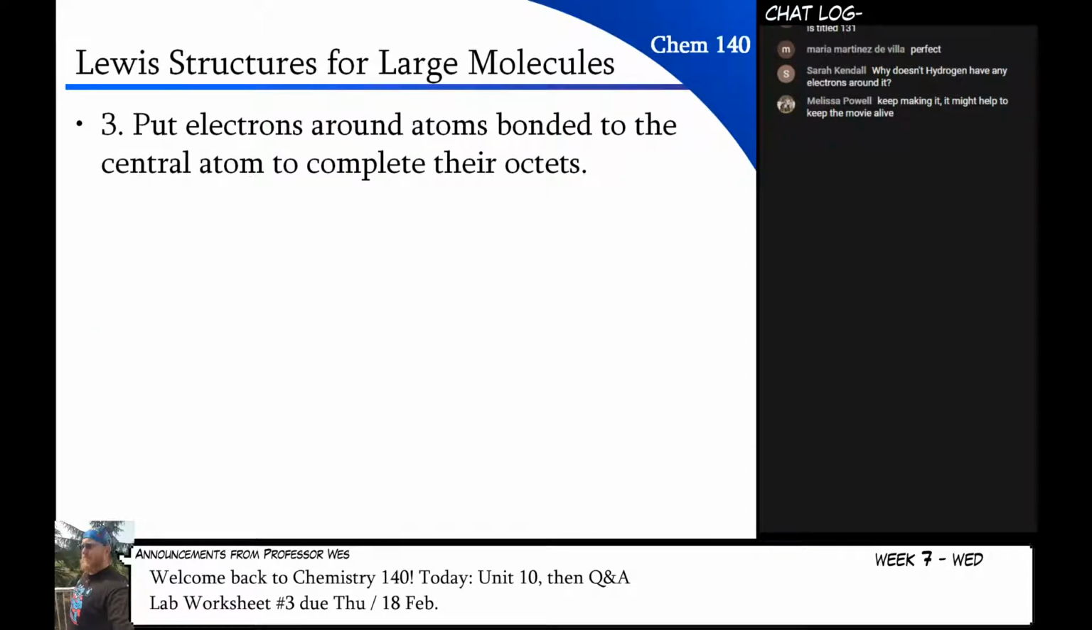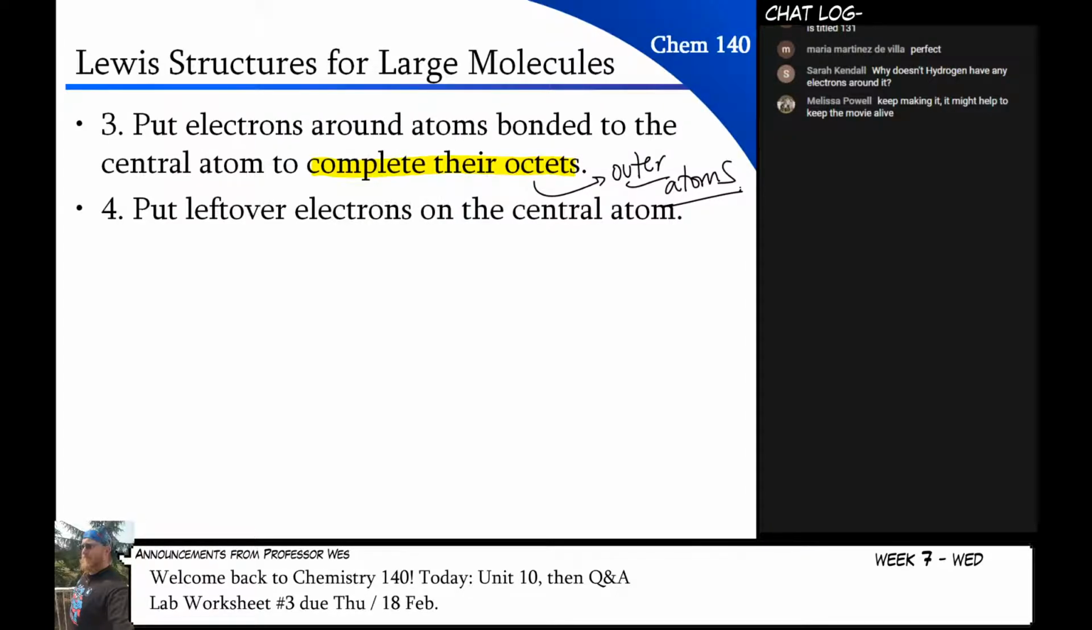All right. Once you have your framework down, you're going to have extra electrons left over that you're going to need to put somewhere. The first place that you put electrons around are the outer atoms. So complete the octets. And the wording here is kind of dumb. Put electrons around atoms bonded to the central atom. We'll just call these outer atoms. So you're going to take all your electrons and just dump them on the atoms on the outside until they have octets. And then if you have extra leftover electrons, you're going to complete the octet on the central atom.